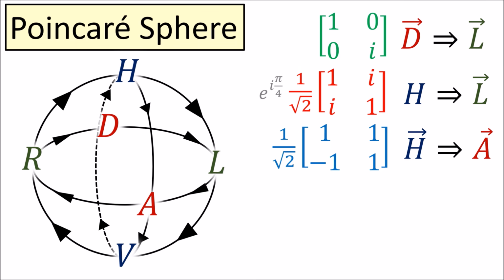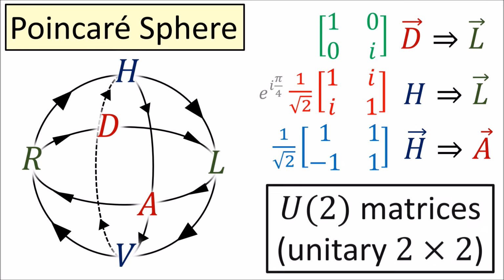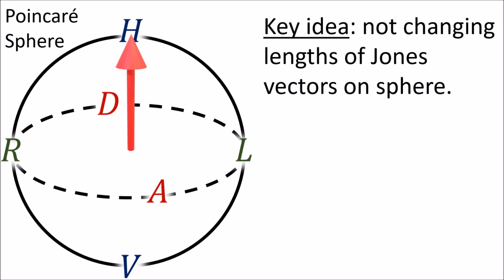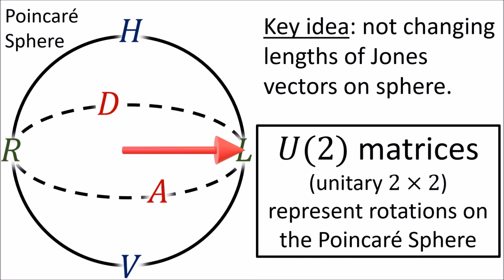So what's so special about these matrices? What do they have in common? It turns out that these matrices all belong to a group of matrices called U2, the unitary group of 2x2 matrices. But what does this mean? Well, the key idea for rotating across this sphere is that we are not changing the amplitudes of our waves. So we're just rotating the Jones vectors on the sphere without changing their lengths. So U2 matrices represent rotations on the sphere of polarizations.